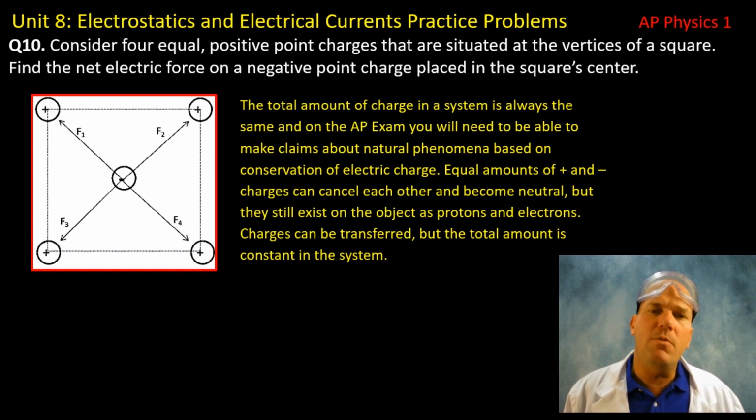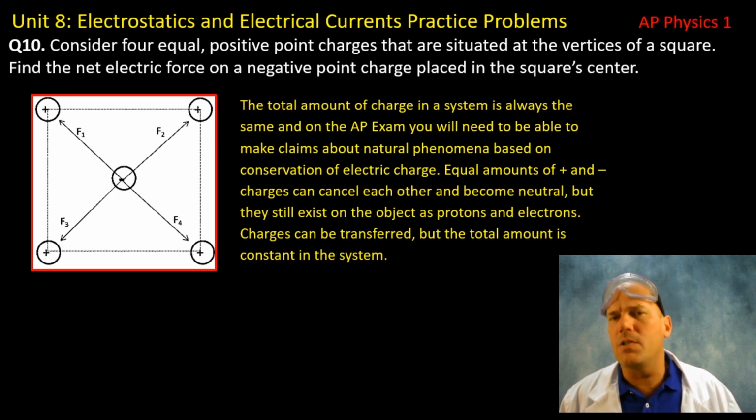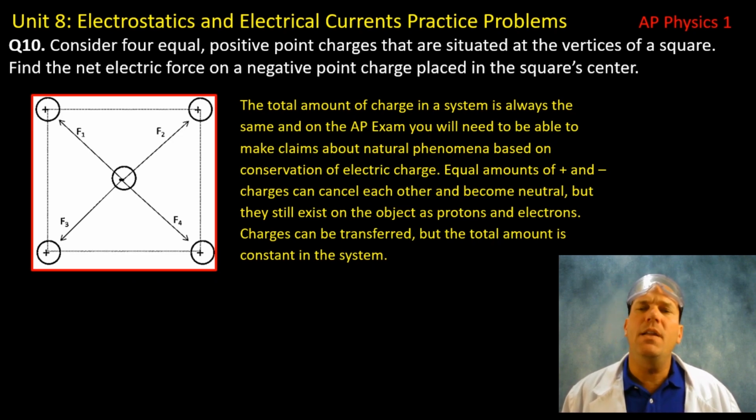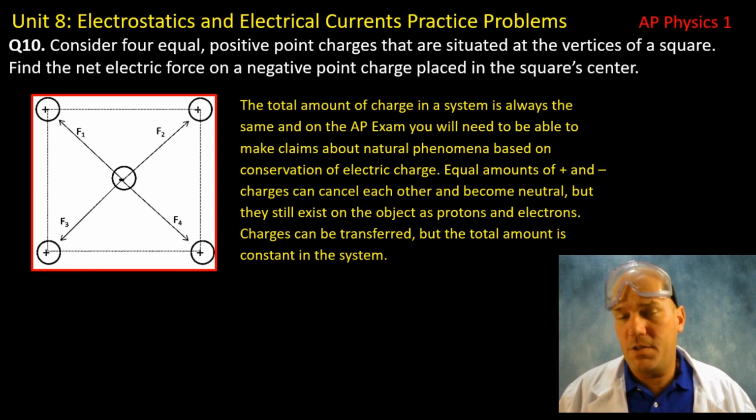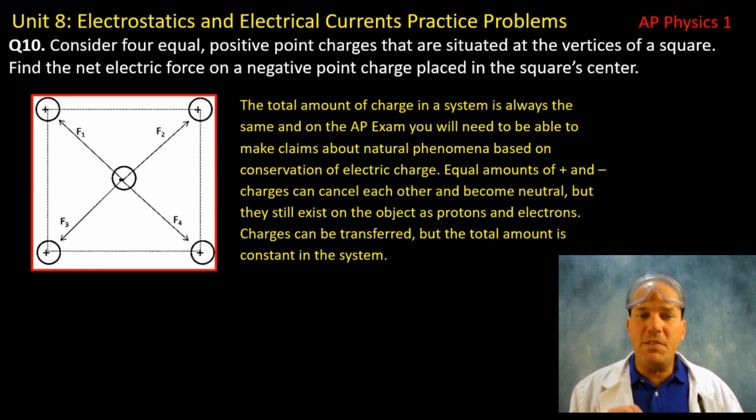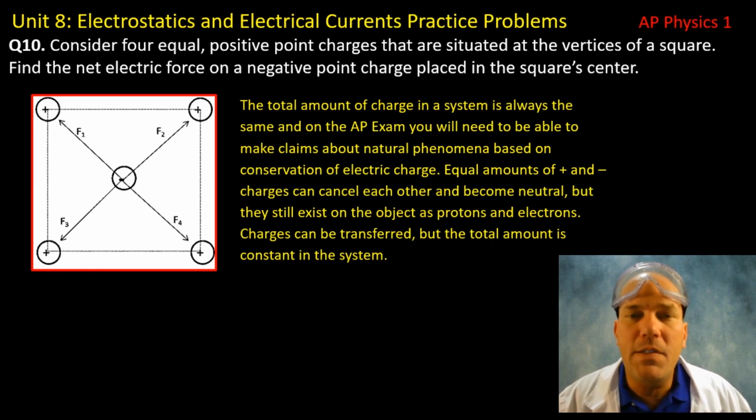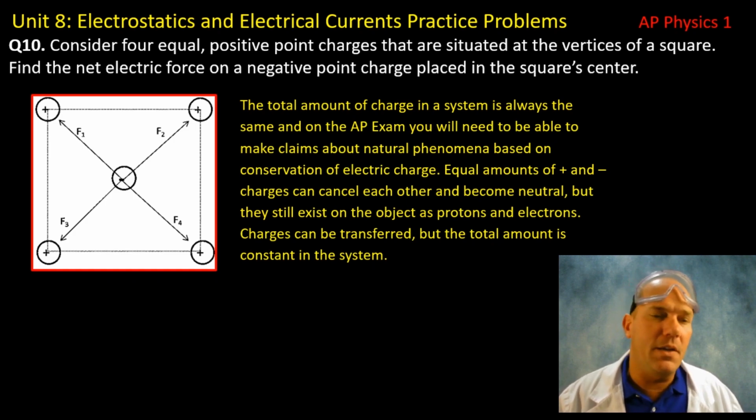All right, question 10. Consider 4 equal positive point charges that are situated at the vertices of a square. Find the net electric force on a negative point charge that is in the square's center. And so you have a schematic on your problem set here.